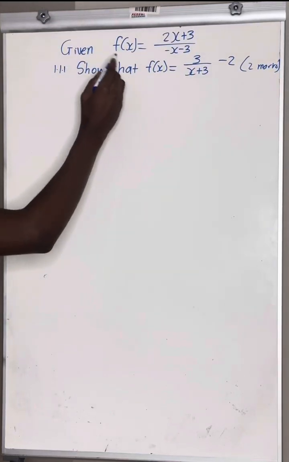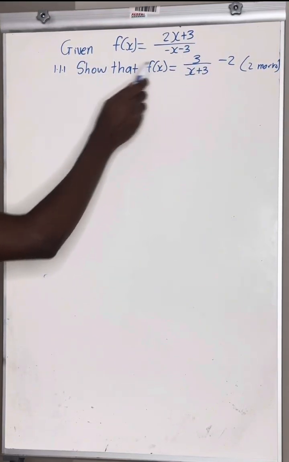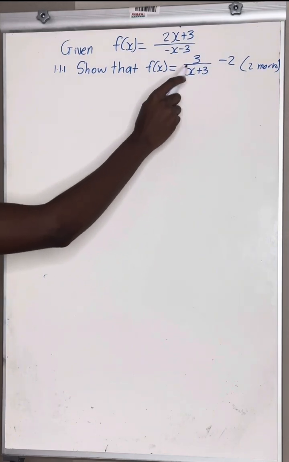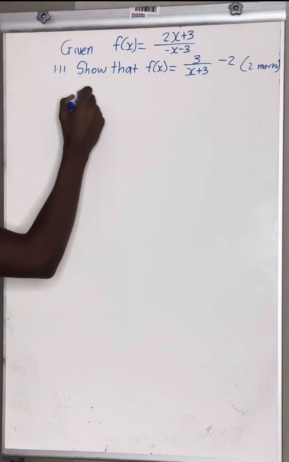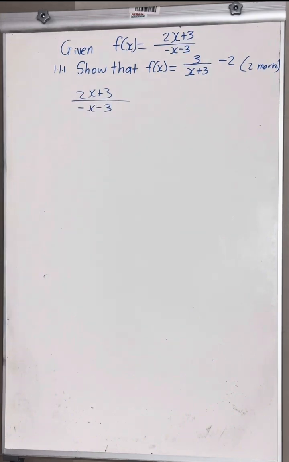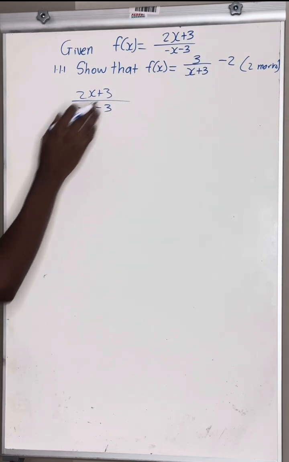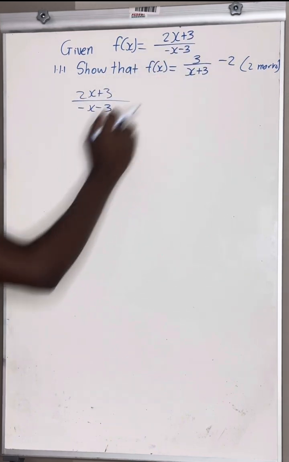So we're given that f of x is equal to (2x + 3) all over (-x - 3). And we're asked to show that f of x is equal to 3 all over (x + 3) minus 2, for 2 marks. Alright, so we're given (2x + 3) all over (-x - 3). And remember, our goal is to show that this is the same as that. So we're basically writing this function in the standard form of a hyperbolic function.